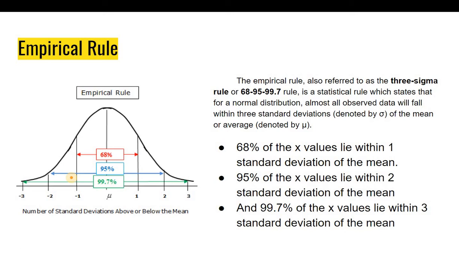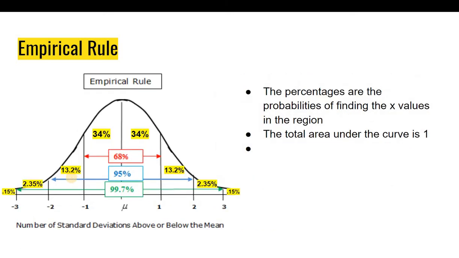Okay? And then, what does that mean? 34% for positive and then 34% probability for negative. Paano nangyari yun? All we have to do is just divide 68% by 2. Okay? How about this? Paano naging 13.2 and 13.2 here? What we did is deduct 68 from 95%.